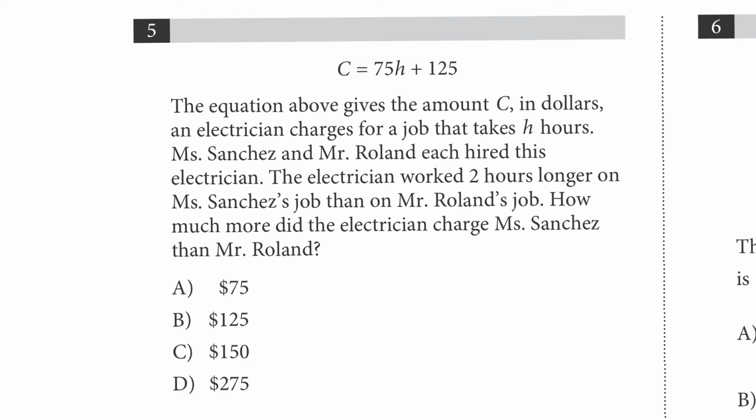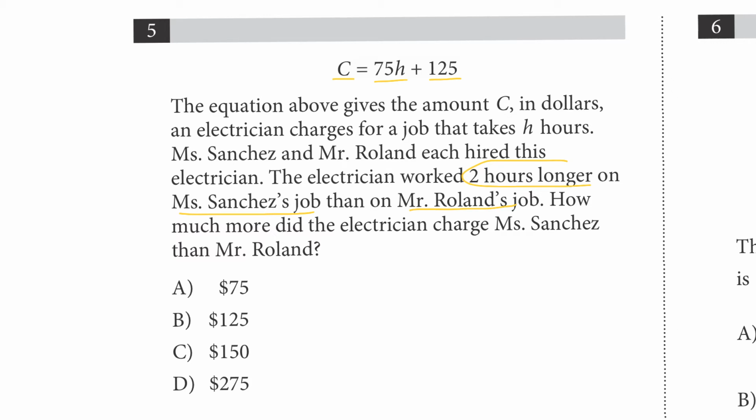Okay, so problem number 5, the equation above gives the amount C in dollars an electrician charges for a job that takes h hours. So C is in dollars, h is the hours, and then you have plus 125, which is a fixed amount. Miss Sanchez and Mr. Rowland each hired this electrician. The electrician worked 2 hours longer on Miss Sanchez's job than on Mr. Rowland's job. So the only difference here is that 2 hours more.